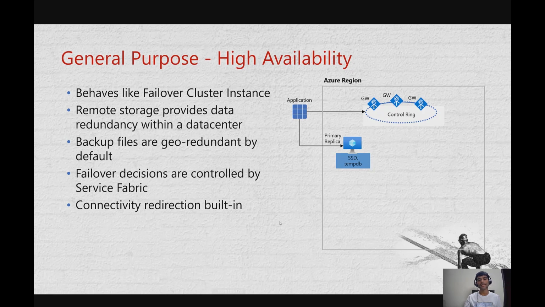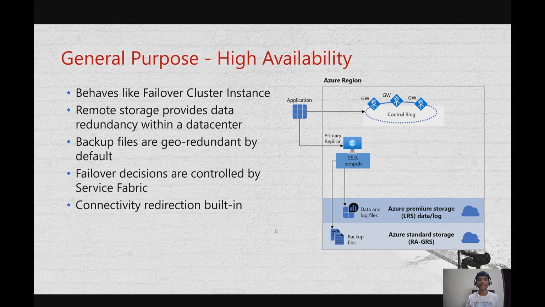Here's the high availability architecture for general purpose. This behaves more like a failover cluster instance. It's analogous to what you would see with an FCI on-prem. In this case, you have the primary replica. The data files are connected on a remote storage, so you will have the data files residing on Azure Premium Storage. It could be on locally redundant storage where you have your data and log files. Your backup files are always geo-redundant by default, so they sit on a storage account type, which is RA-GZRS. And then you'll have spare nodes with capacity.